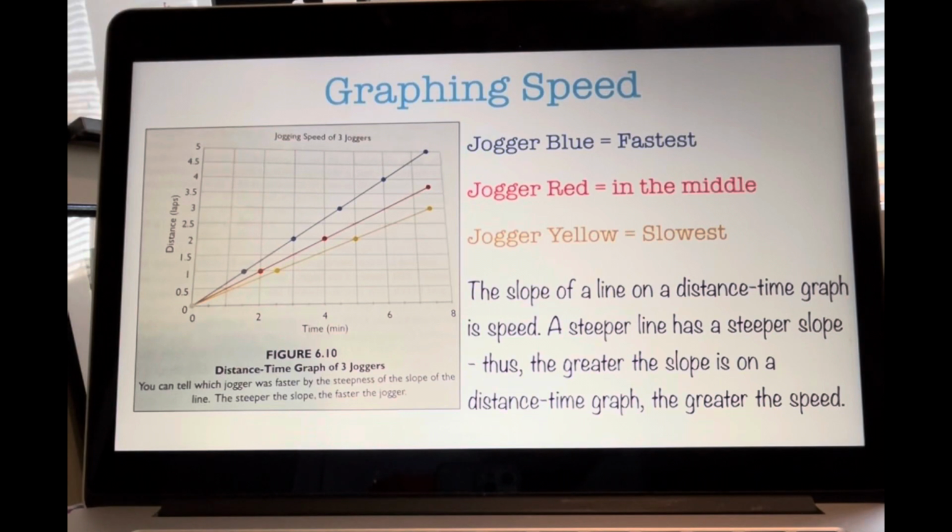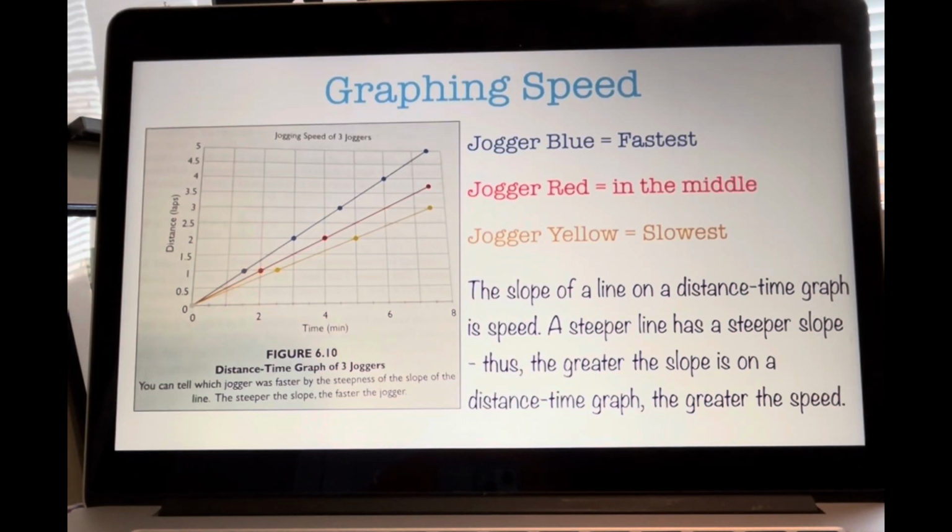You can compare constant speeds on a distance time graph. The greater the speed, the steeper the line. The steepness of a graph line is called the slope. The slope of a line on a distance time graph is speed. A steeper line has a steeper slope. Thus, the greater the slope is on a distance time graph, the greater the speed.